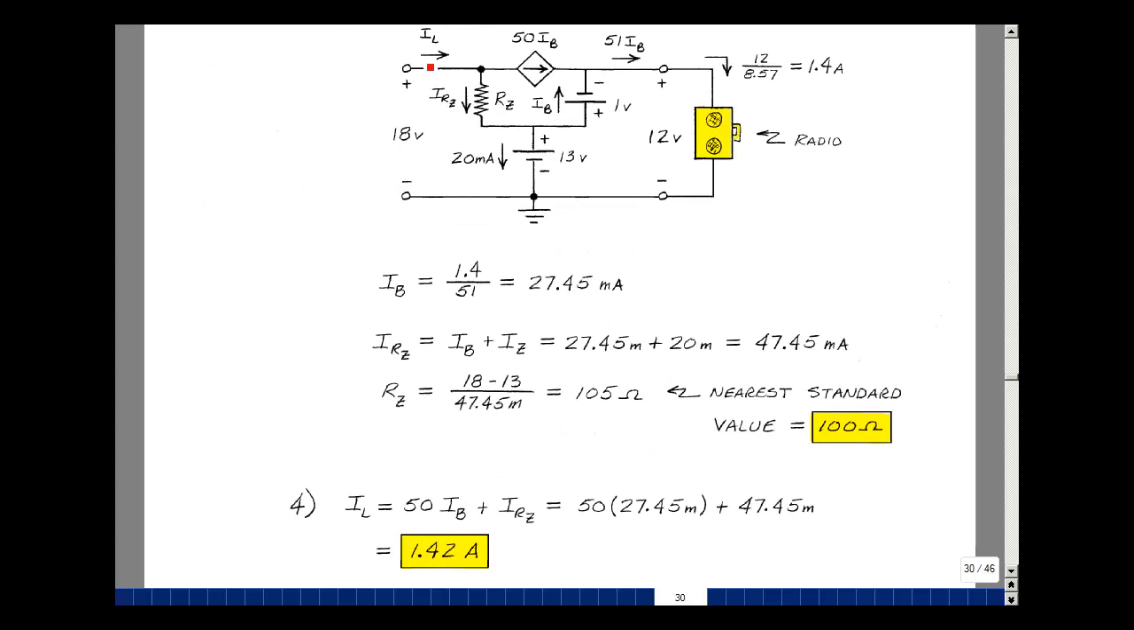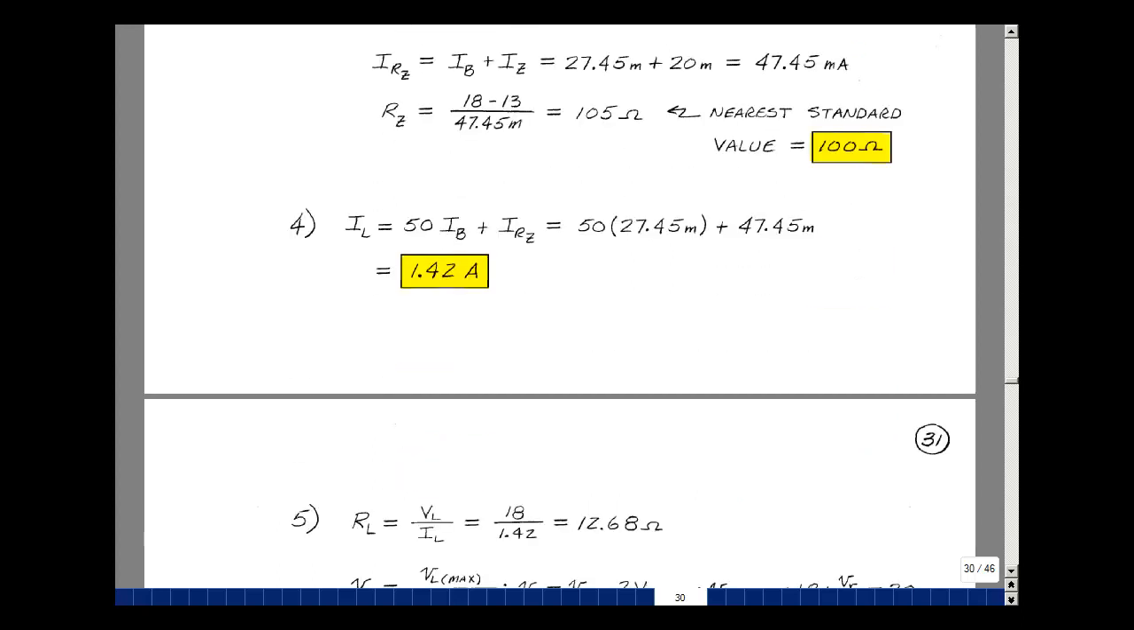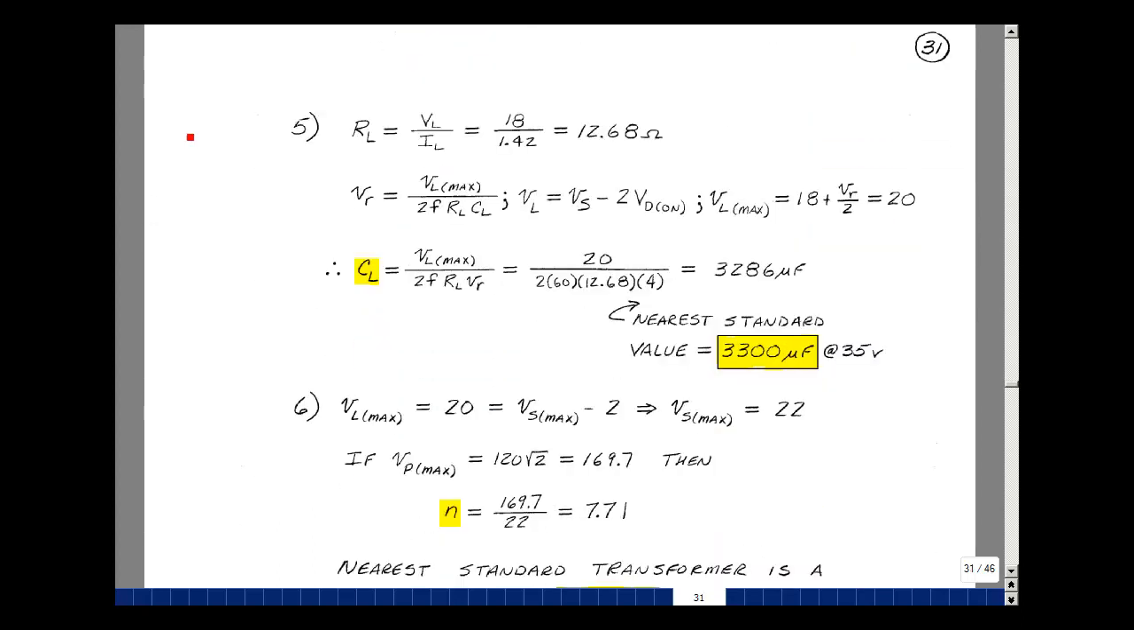The current I sub L is equal to 50 I sub B plus I sub RZ, and we get 1.42 amps. A little bit more than is going into the load. We can now solve for R sub L.